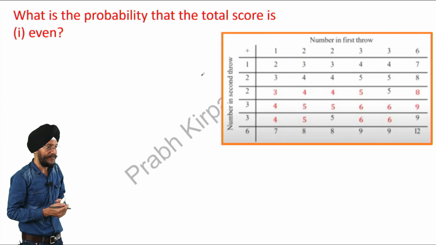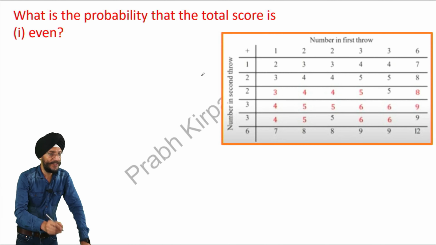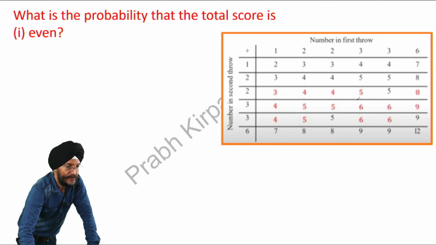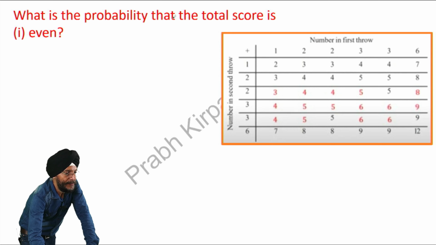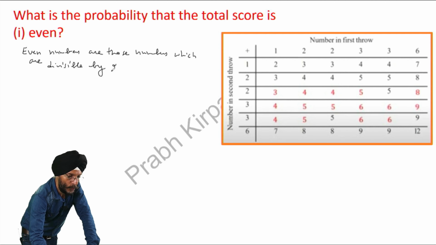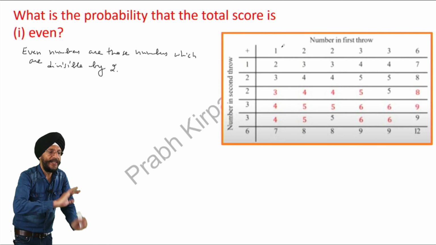Now we will proceed further. What is the probability that the total score is even? We have now completed this table and shown it in full form. What is the probability that the total score is even? Now, first of all, we must understand what is the meaning of even. Even numbers are those numbers which are divisible by 2. Completely divisible.